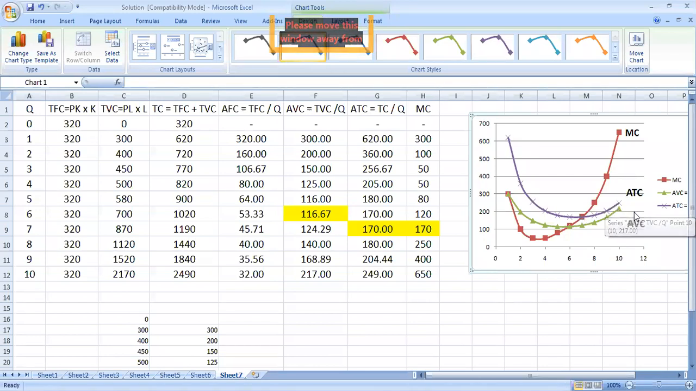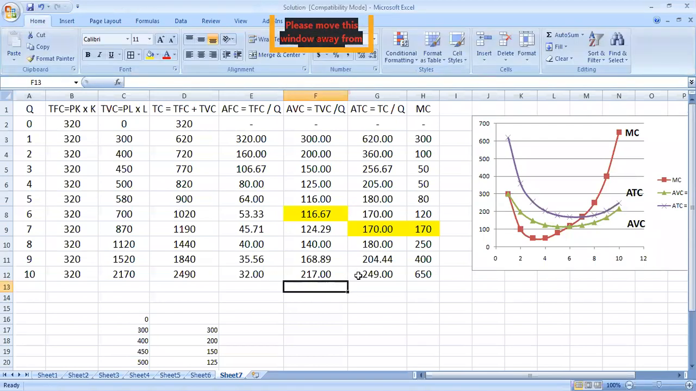The reason is that the difference between average total cost and average variable cost is equal to average fixed cost, right? So because of average fixed cost, these two curves can never be equal. The gap between these two curves is only because of average fixed cost. Now let's look at the last values. This is the last value. Look at the values, 217 and 249, and the difference is 32.